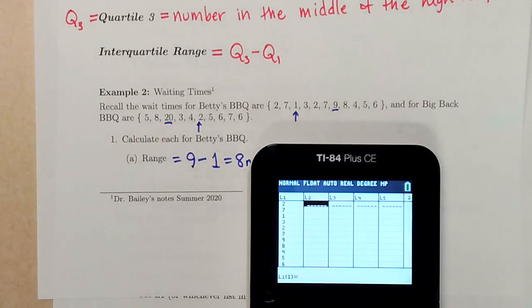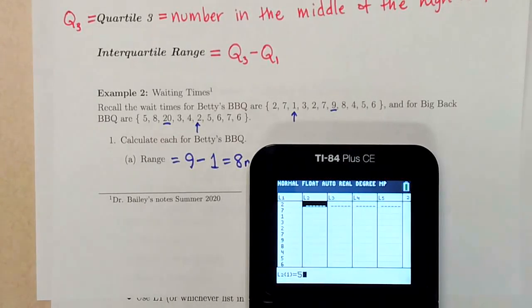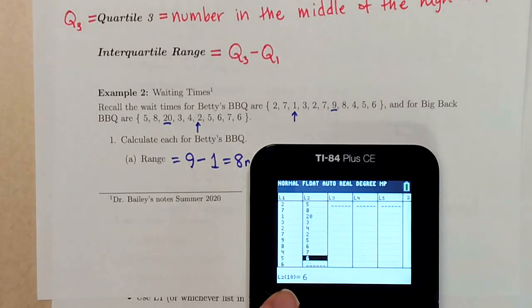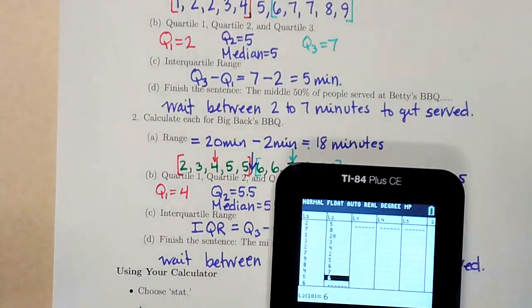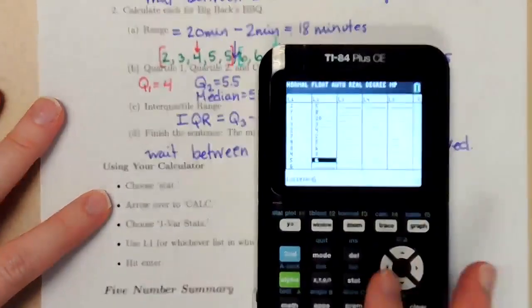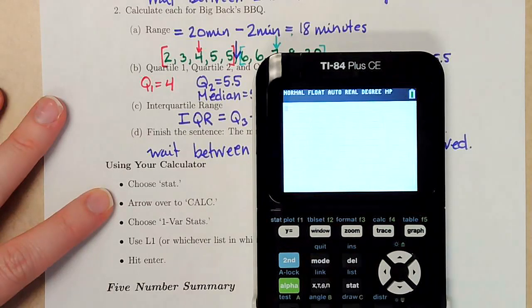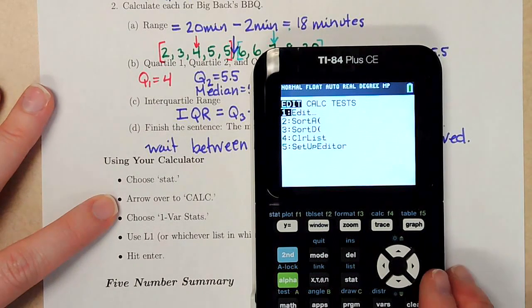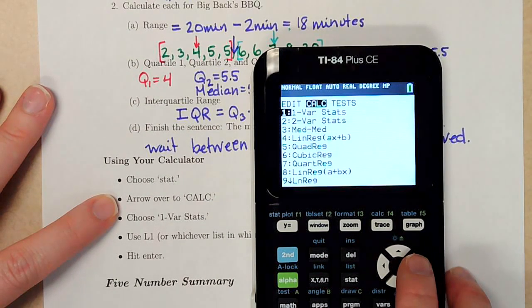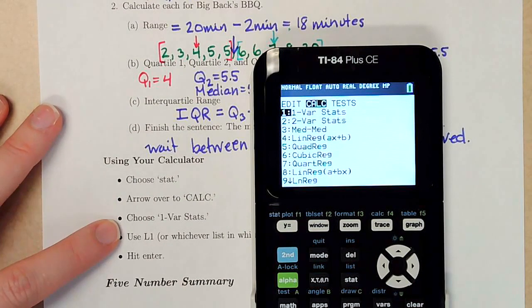So I'm good. List two for Big Back Barbecue: 5, 8, 20, 3, 4, 2, 5, 6, 7, 6. And it says that there are 10. So we're good to go there. Okay, let me second quit to get back to the regular screen and choose statistics, or stat, arrow over. So use my right button to get to calculate, and I'm going to choose one variable, it's just minutes.